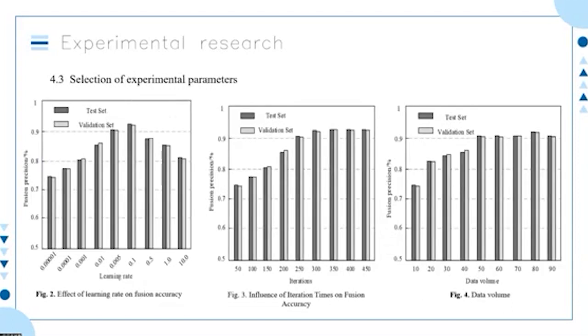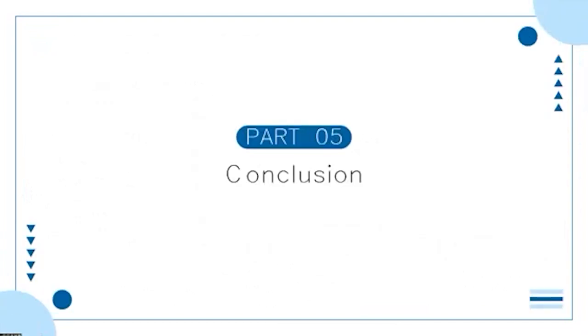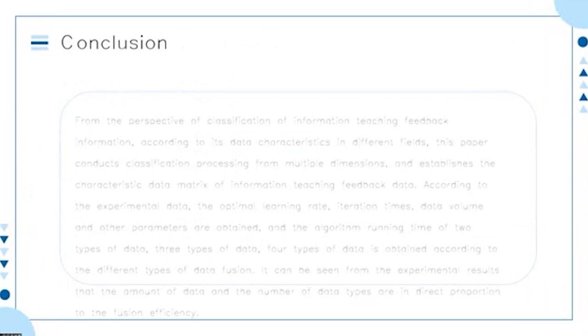And this is the selections of the environmental parameters. Time efficiencies of data fusion. The last one is the conclusion. From the perspectives of the correlations information teaching feedback information, it can be seen from the experimental results that the amounts of the data and the number of the data types are in direct proportions to the fusion efficiency.